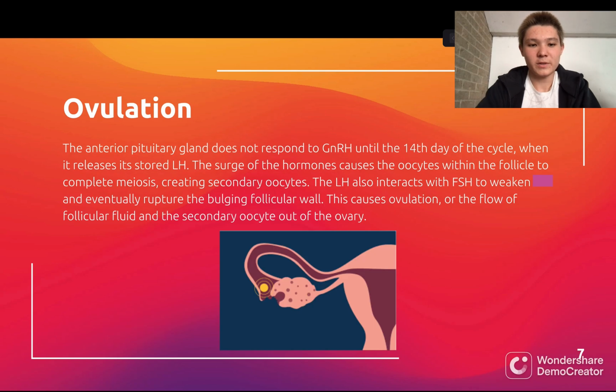The anterior pituitary gland does not respond to GnRH until the 14th day of the cycle, when it releases its stored LH. The surge of the hormones causes the oocytes, or ovarian cells within the follicle, to complete meiosis, creating secondary oocytes. The LH also interacts with FSH to weaken and eventually rupture the bulging follicular wall, which causes ovulation, or the flow of follicular fluid and the secondary oocyte out of the ovary into the fallopian tubes.